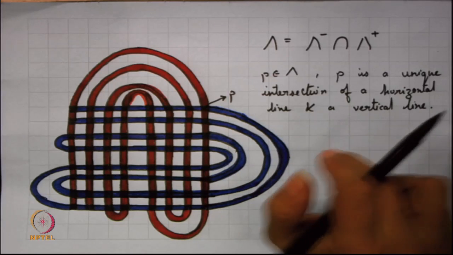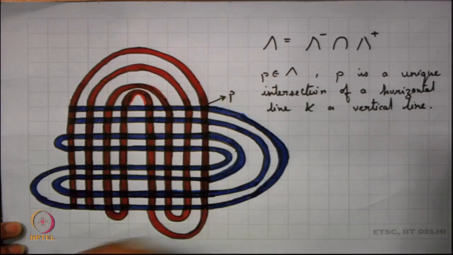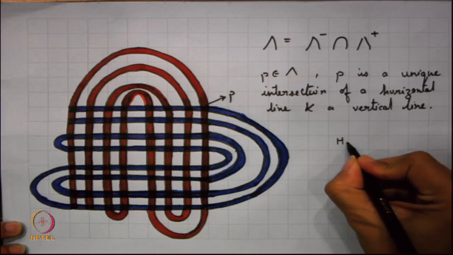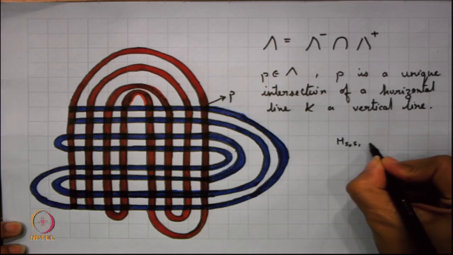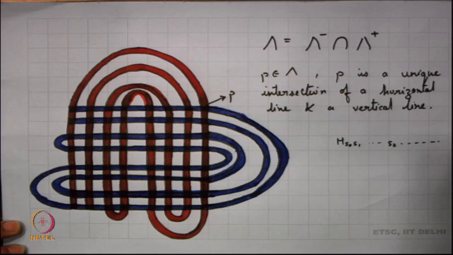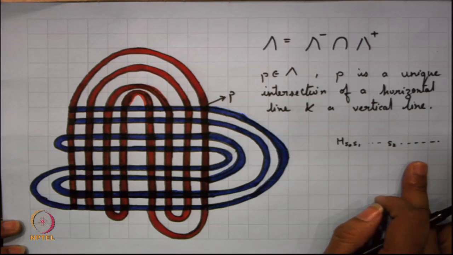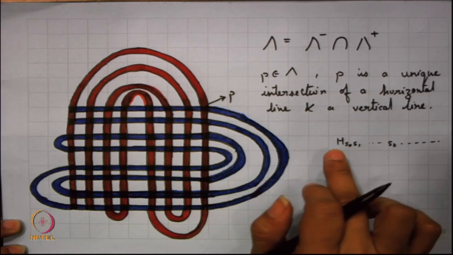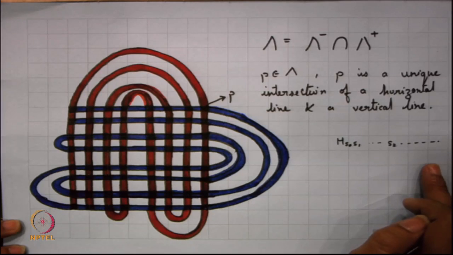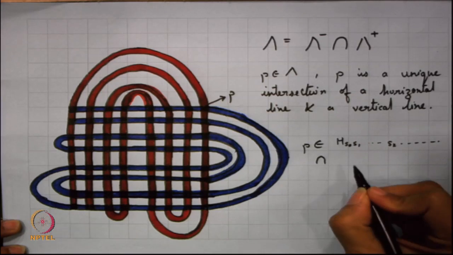Now, the more interesting aspect comes up over here. What is the horizontal line that we are considering? Supposing the horizontal line turns out to be of the form H, S0, S1, Sk and so on. This is the unique horizontal line. That means there is a sequence S0, S1, Sk, a sequence of zeros and ones, which labels this particular line. So, this is our unique horizontal line, and my P happens to be the intersection of this horizontal line with a unique vertical line.